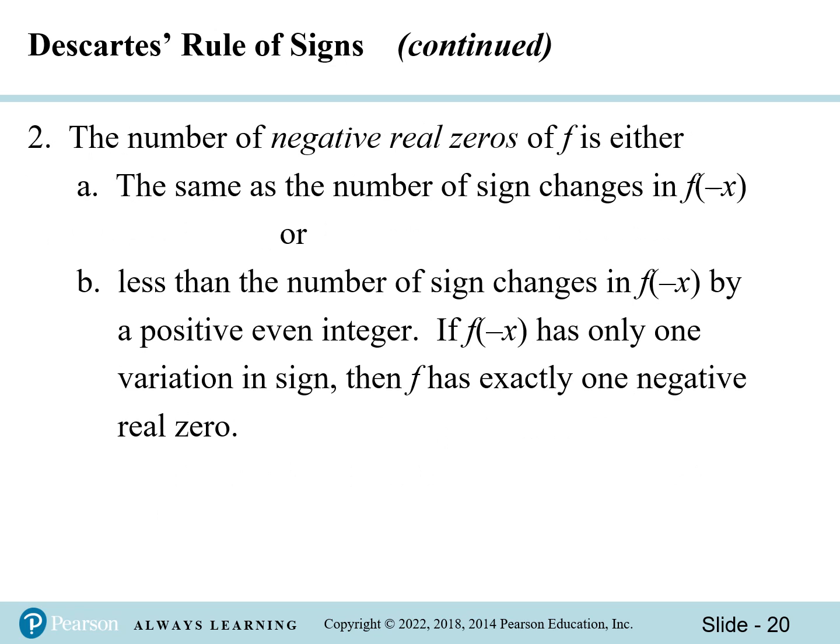Part 2 of Descartes' rule is the number of negative real zeros of f is either the same as the number of sign changes in f of negative x, or less than the number of sign changes in f of negative x by a positive even integer. If f of negative x has only one variation in sign, then f has exactly one negative real zero. All right, so let's try this out.